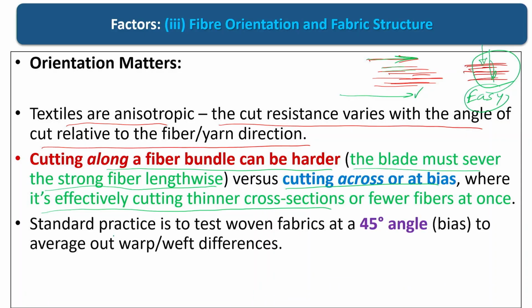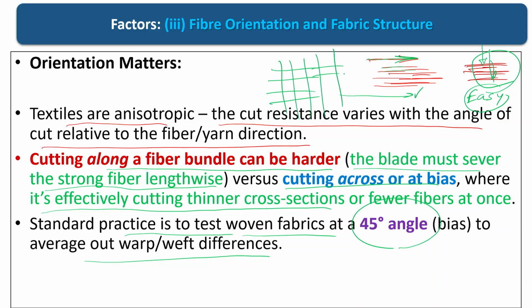So, standard practice is to test woven fabric at a 45° angle, a biased angle, to average out the warp and weft directional effect. So, this is true for warp and weft direction. So, in case of woven fabric we use a certain angle, that standard angle is 45°.